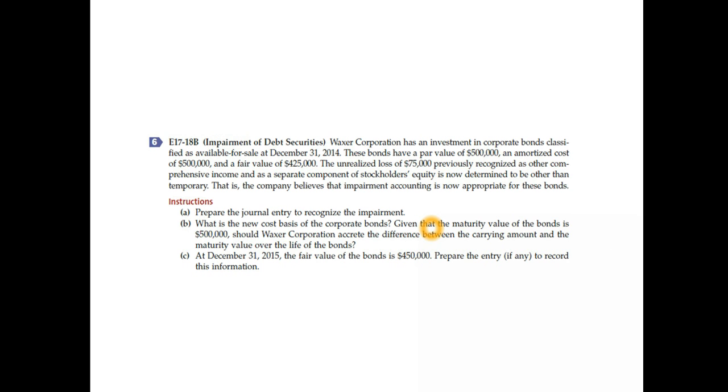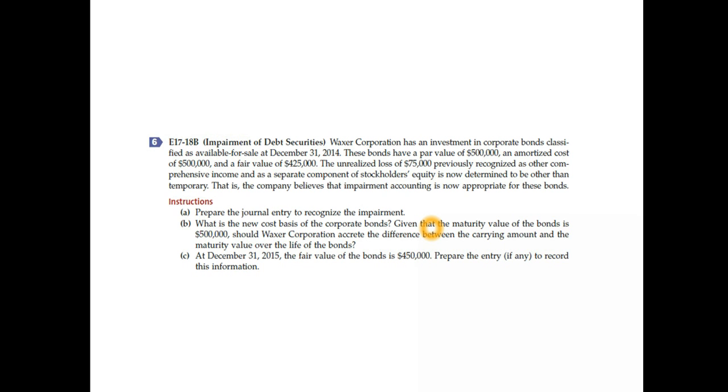So in 17-18B, we've got Waxer Company. They've got investments in bonds. The bonds are classified as available for sale. The bonds have a par value of $500,000, and if you flip to the company's general ledger and looked in the investment in available for sale securities account, you'd see that the bond is carried at its amortized cost of $500,000. The bond has a fair value of $425,000, and apparently sometime in the past that bond had a fair value of $425,000.